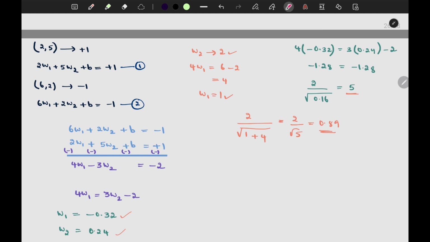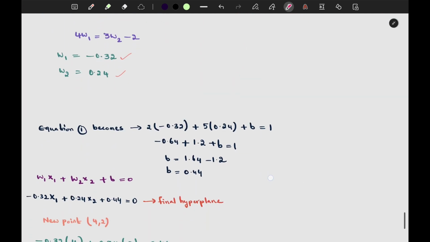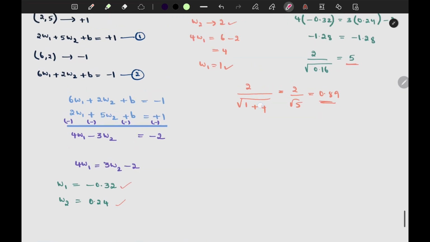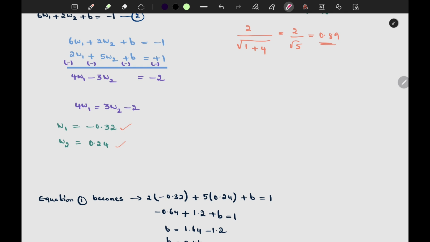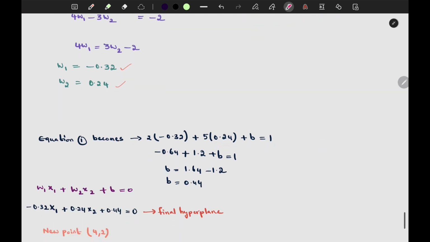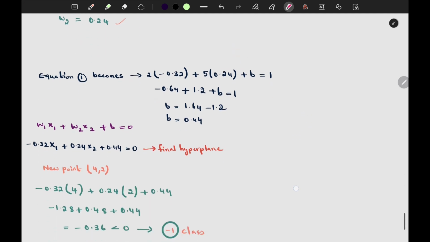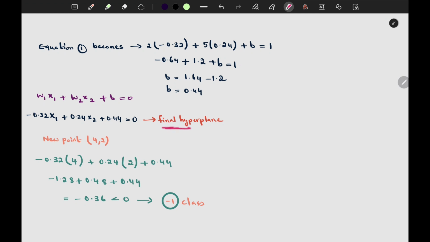So now we got w1 and w2. Now the next thing is to find the bias. Let's take equation 1, which is 2 into w1 plus 5 into w2 plus bias. So you can see here 2 into minus 0.32 plus 5 into 0.24 plus bias is equal to 1. After solving this equation, I got bias as 0.44. So now we got w1 value, w2 value as well as bias. Let's keep this in an equation. So now we got our final hyperplane equation: minus 0.32 into x1 plus 0.24 into x2 plus 0.44.